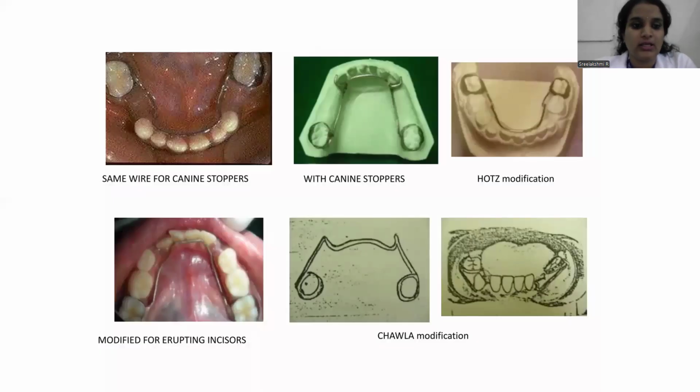So these are the pictorial depiction of a lingual arch, the same for canine stoppers. These are the canine stoppers. Lingual arch with canine stoppers will be given. And this was modified for erupting incisors. And this was Chawla modification.